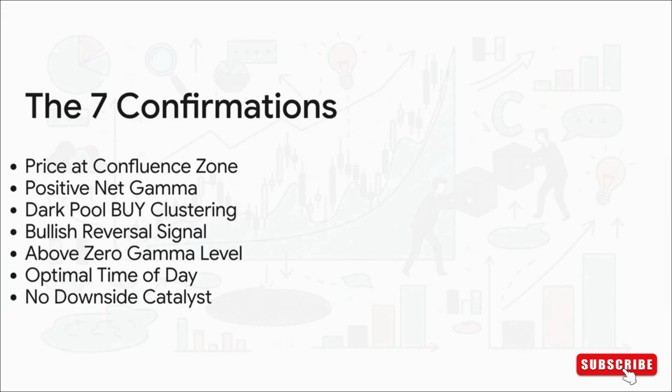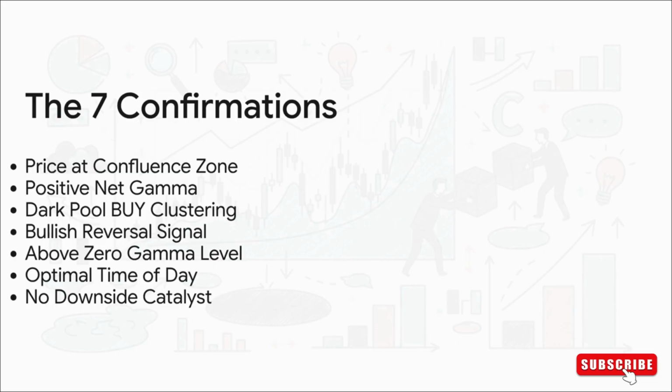Now, the most important thing to get is this. We are not trying to predict anything. We are simply reacting to a complete set of validated signals. So here are the 7 confirmations. Number 1, the price has to be trading at our triple confluence zone. Check. 2, net gamma has to be positive, which tells us the market is in a stable environment.